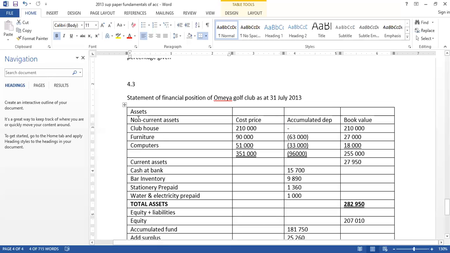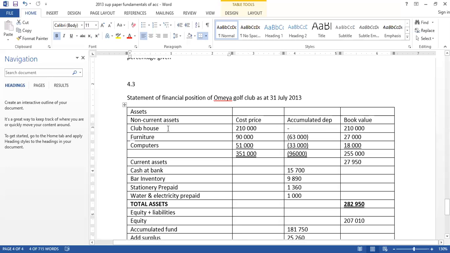So now you start listing down all your fixed assets. We have clubhouse. Clubhouse is just a building, and we said land and building does not depreciate. Therefore, we will not have accumulated depreciation on clubhouse. So the cost price is the same as the book value. The value will never change unless your land or building appreciates, meaning it increases in value, but it never decreases in value.